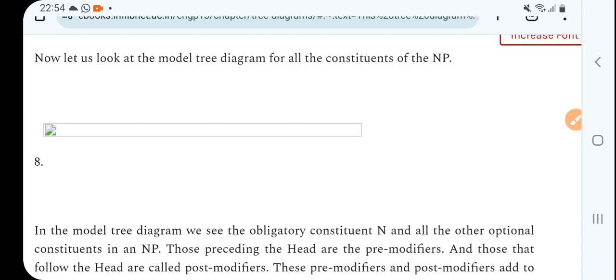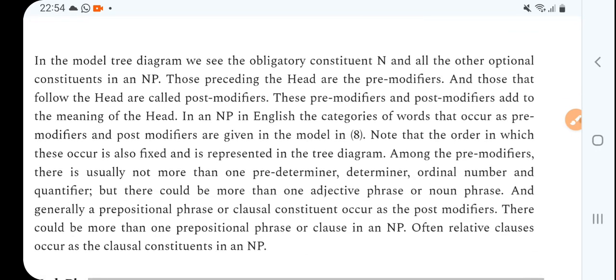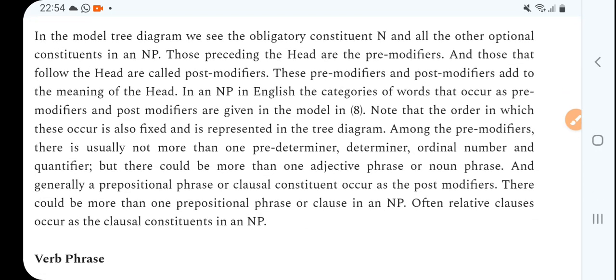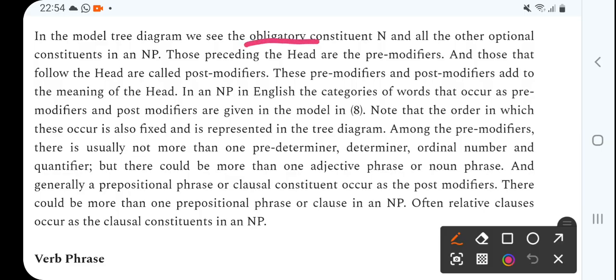Now, the diagram for all constituents of the NP. In the model tree diagram we see the obligatory constituent N, and in a noun phrase obligatory means compulsory. Noun phrase means the noun is compulsory, and all the other constituents are optional. They may or may not be there, but in a noun phrase the noun is compulsory.